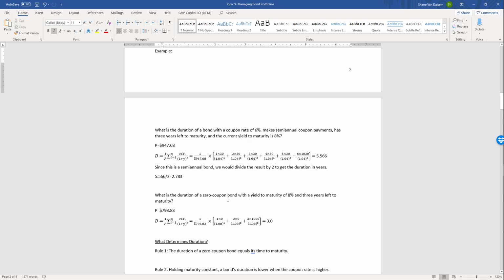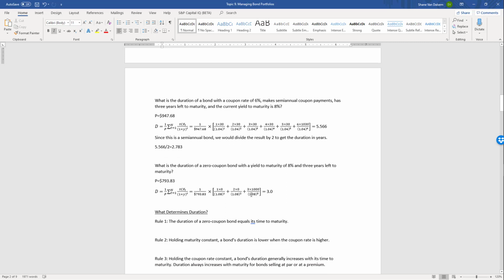What is the duration of a zero coupon bond with a yield to maturity of 8% and 3 years left to maturity? The difference between this bond up here and this bond down here is that there are no coupon payments. That's why we're not taking a periodic every 6-month rate, because there are no coupon payments, so there's no reason to take that 6-month interval.